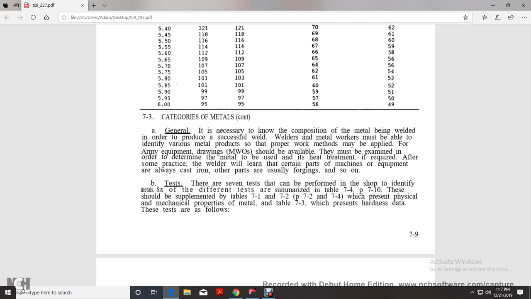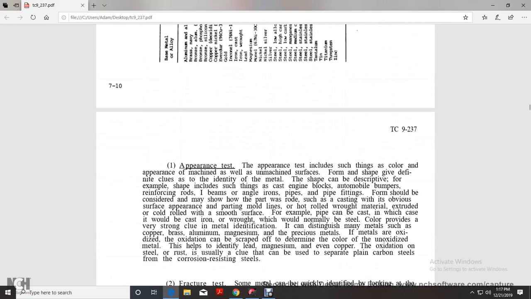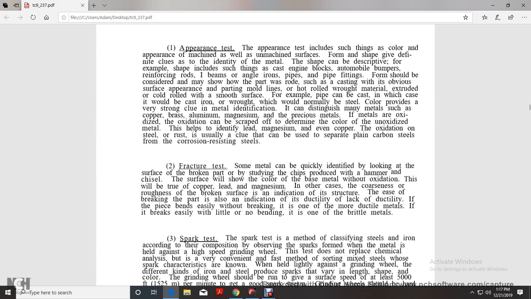These should be supplemented with tables 7.1 and 7.2 on the physical and mechanical properties of metals, and table 7.3, which presents the hardness data. The tests are as follows. The appearance test includes such things as the color of the metal, the appearance of machined and unmachined surfaces, and the form and shape of the part, which helps identify the metal. Examples include cast iron engine blocks, automobile bumpers, reinforcement rods, I-beams, angle iron, and pipe fittings.